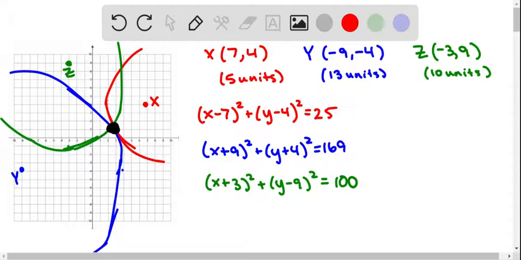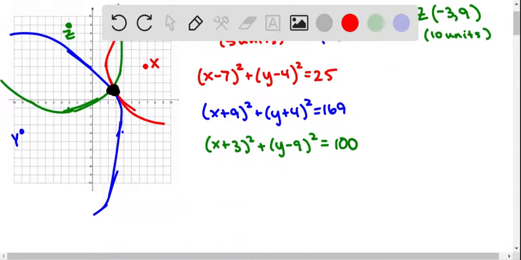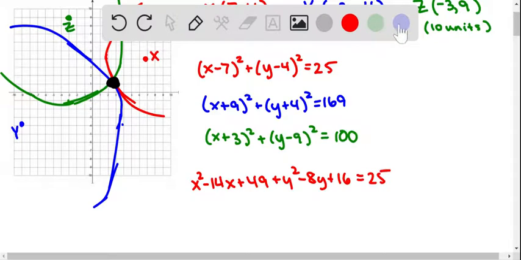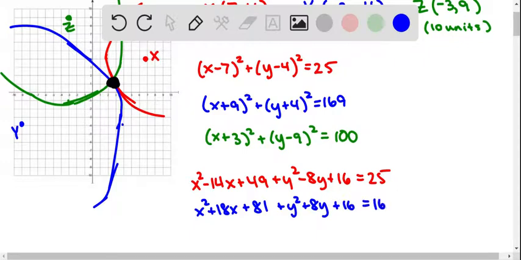So there's a lot of algebra ahead, and what I'm going to do next is multiply each equation out so that it doesn't have parentheses anymore. So the first one is going to be x squared minus 14x plus 49 plus y squared minus 8y plus 16 equals 25. The second one is going to be x squared plus 18x plus 81 plus y squared plus 8y plus 16 equals 169.